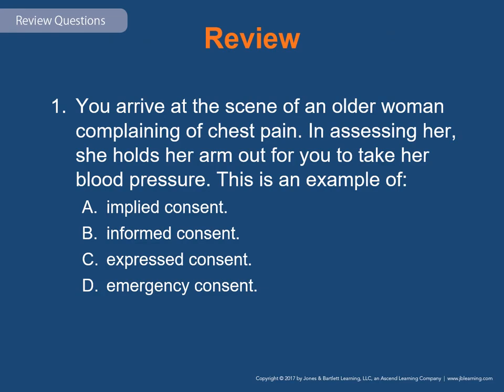Review question number 1. You arrive at the scene of an older woman complaining of chest pain. In assessing her, she holds her arm out for you to take her blood pressure. This is an example of A. Implied consent, B. Informed consent, C. Expressed consent, or D. Emergency consent.